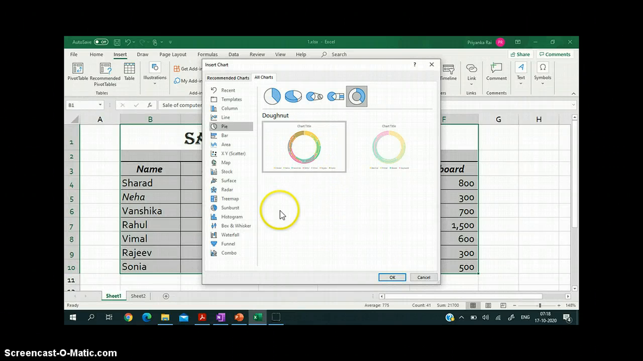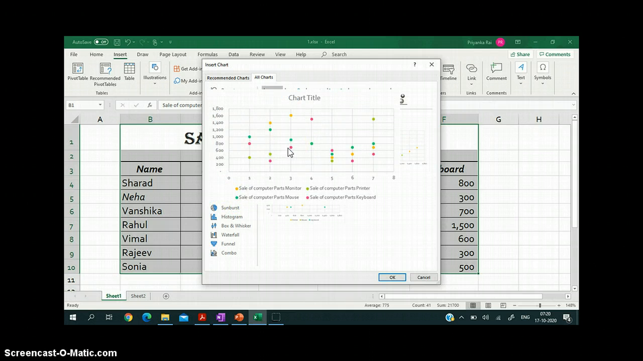Now the next type of chart is the scatter chart. So this is a scatter chart, and as you can see, it has the values in the form of dots. A scatter chart is like a line chart, but it has the values not in the form of continuous lines, but just as different dots which are scattered on the chart. So this was the scatter chart.